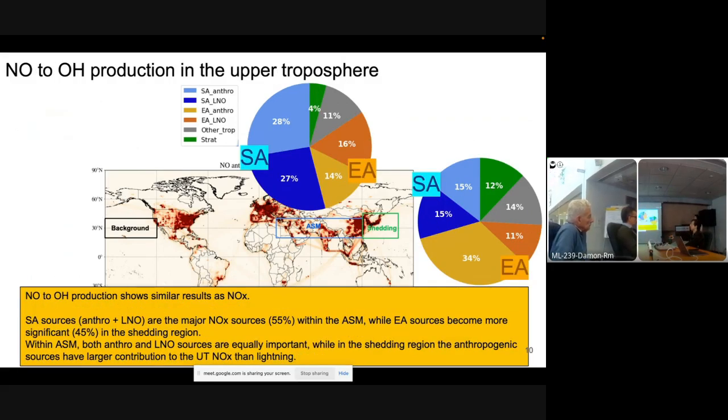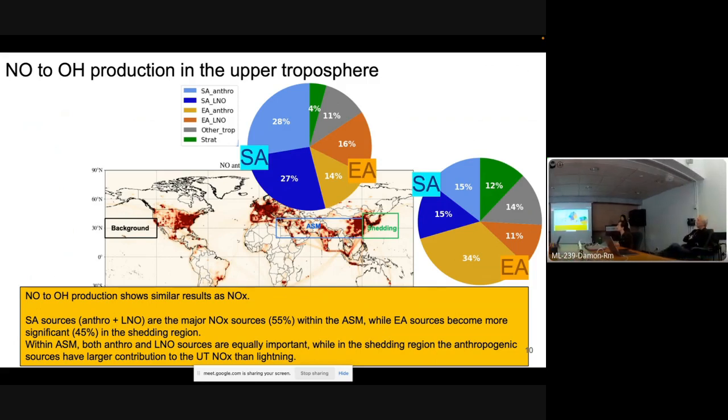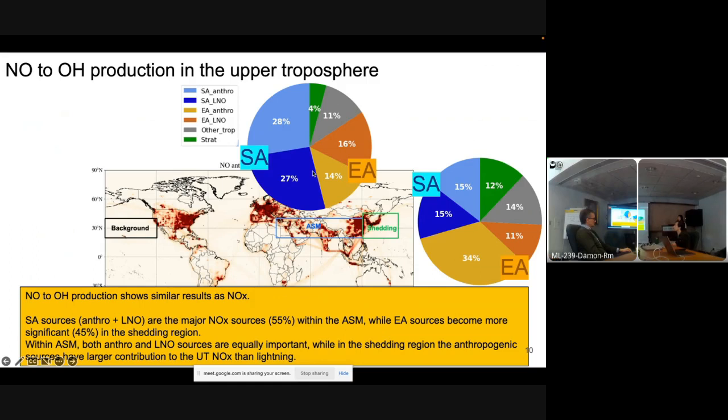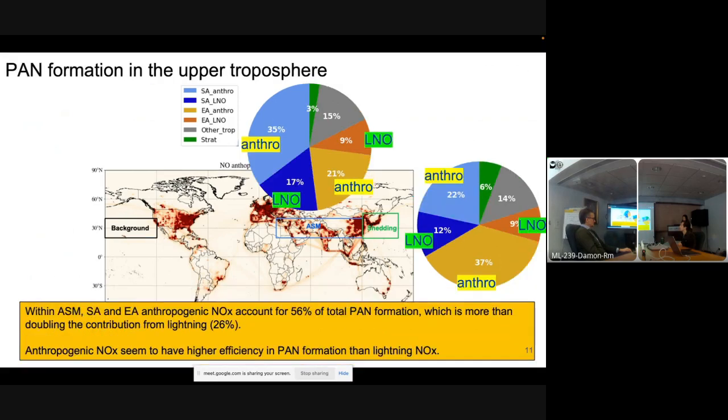Now we are looking at NO to OH production in the upper troposphere. So OH production shows similar results to the NOx I showed before, similar percentages and similar patterns. So basically, where there's more NOx, there will be more OH production, no matter what the source is.